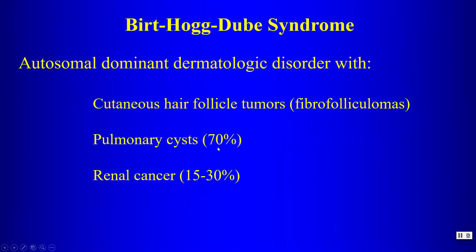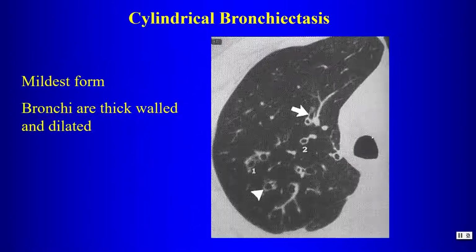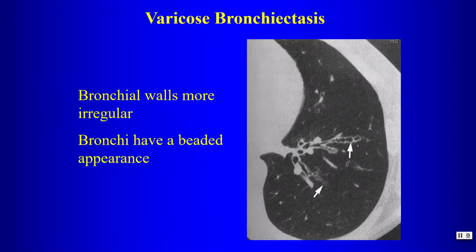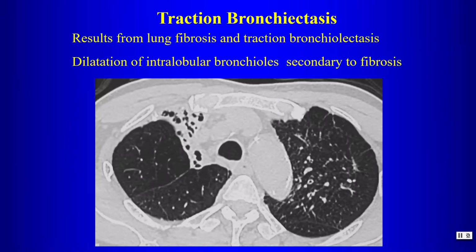So Birt-Hogg-Dubé is an autosomal dominant dermatological disorder. It's associated with cutaneous hair follicle tumors, or fibrofolliculomas, pulmonary cysts, and renal cancer. Bronchiectasis, we've talked about the different forms of bronchiectasis, another cause of lucent lesions within the lung. Cylindrical, varicose, cystic, of course we are now very familiar with this. And traction bronchiectasis from scarring, another form of bronchiectasis.